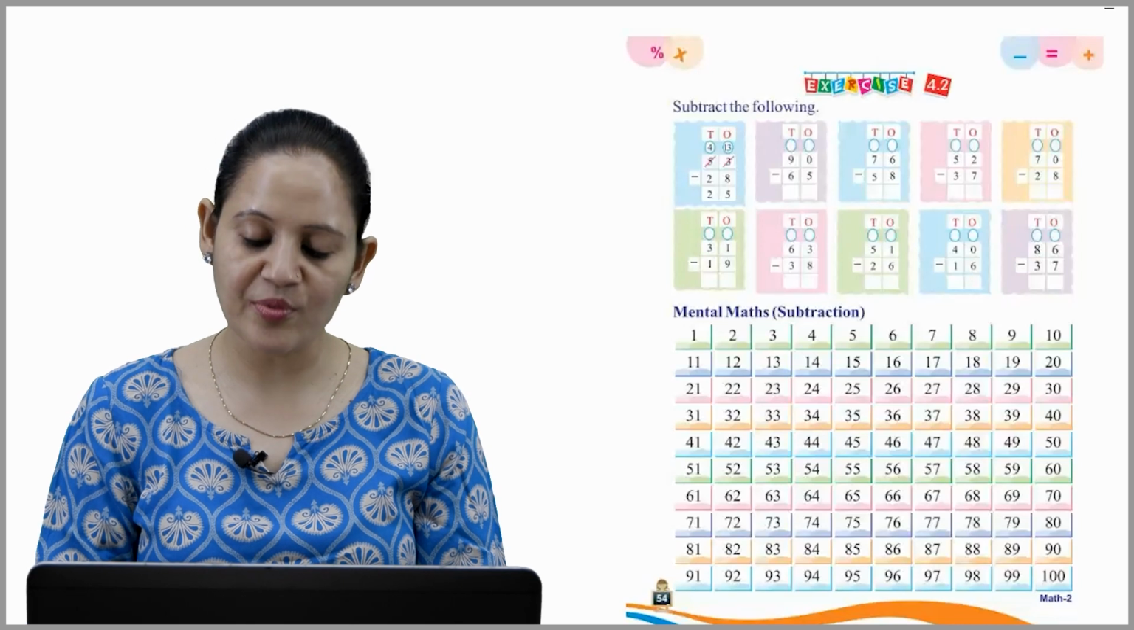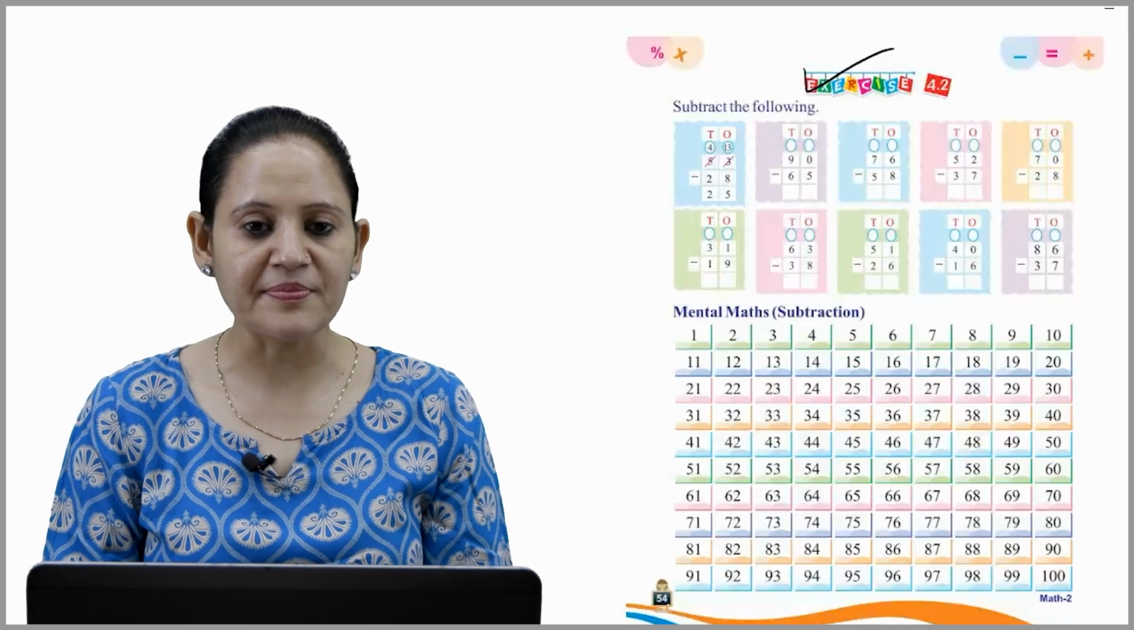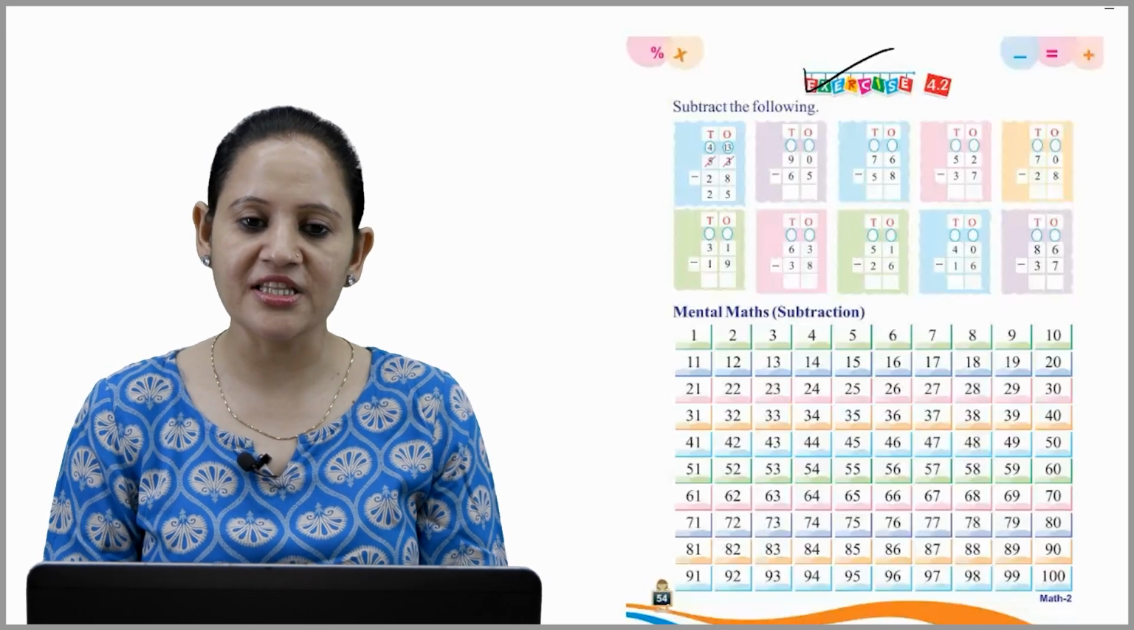Next is exercise 4.2. Subtract the following. So 1 has been done for us. We have to subtract 28 from 53. So here the difference is 25.